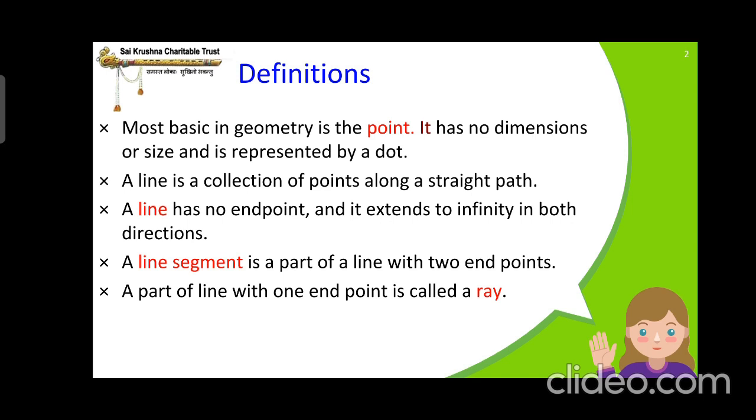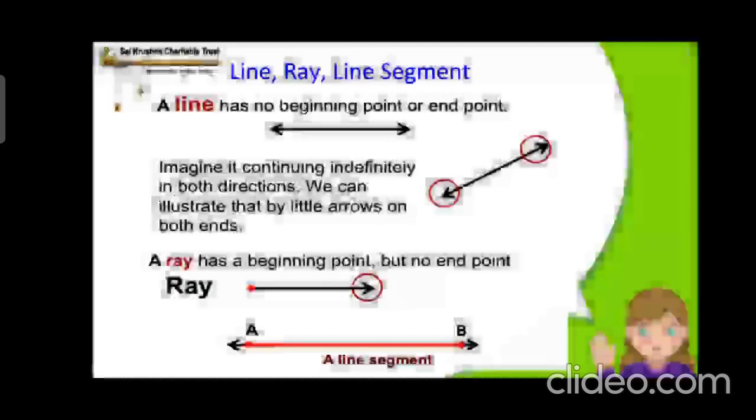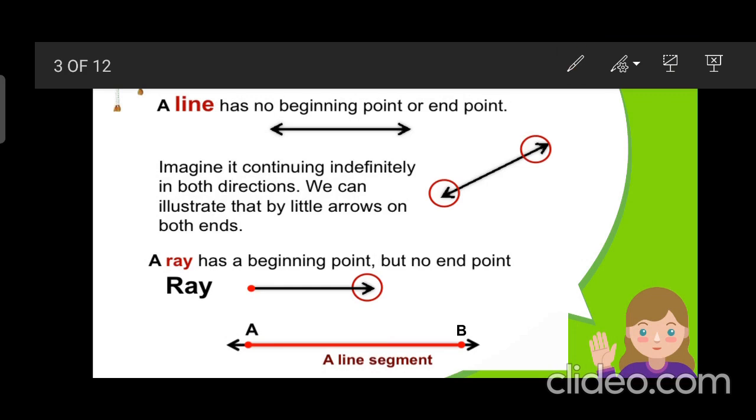Let's look at the diagram of all these things. So the first figure represents the line. A line has no beginning point or end point. Here the end points are not fixed. Can you all look at this diagram here? The arrow mark represents that you can drag it to infinity, which means no end points. Imagine it continuing indefinitely in both directions. We can illustrate that by little arrows on both ends. If the arrow mark is there, it means no end point.